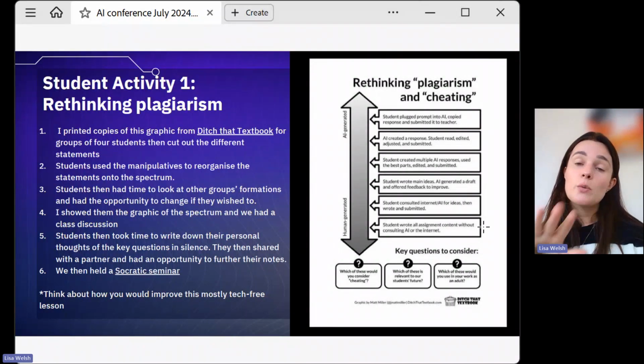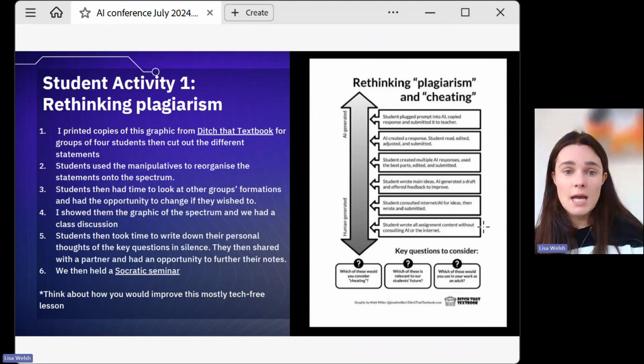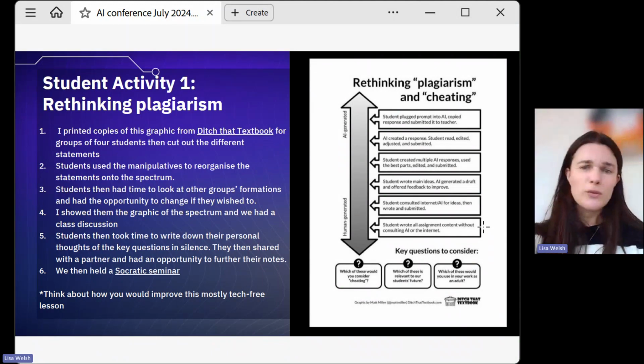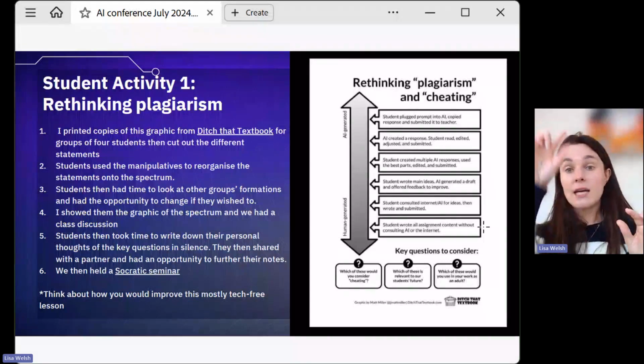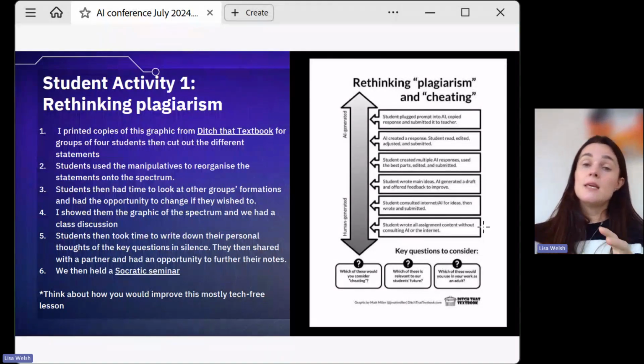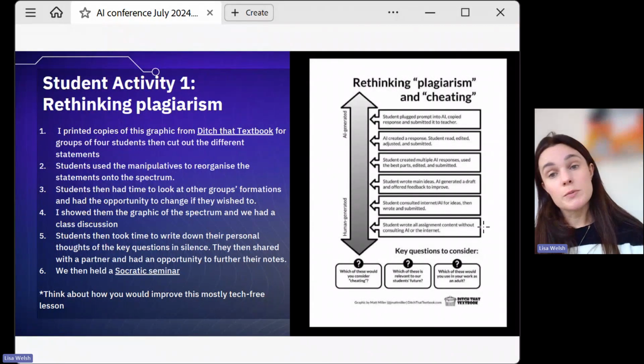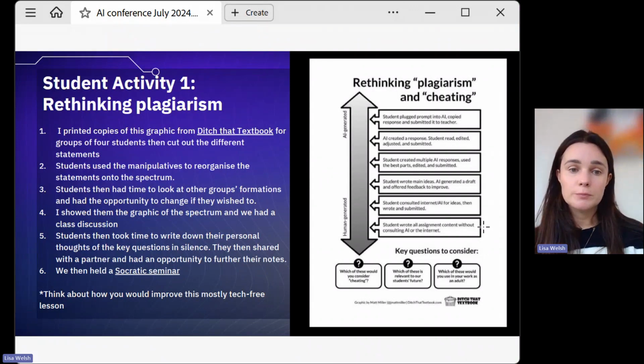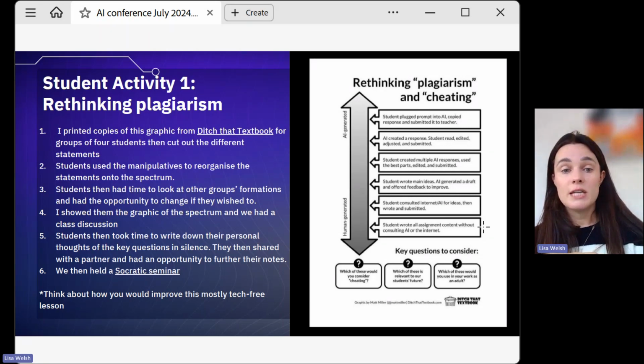So what I did was I printed out, I think, 4 copies for 4 groups. I cut out the statements and they had to line them up from human generated to AI generated. Once they did that, they got to go around and see what the other groups did and had an opportunity to change their statements in their spectrum. We then came together as a class and discussed the statements.